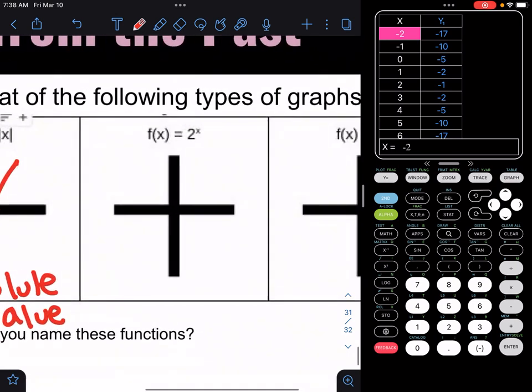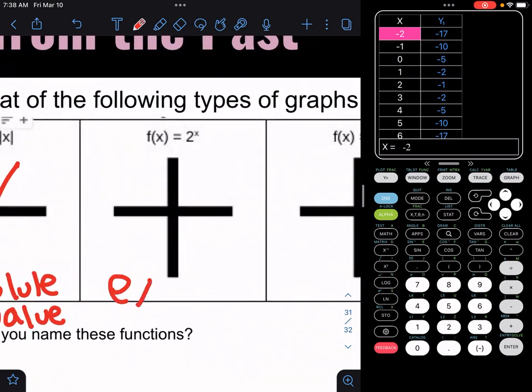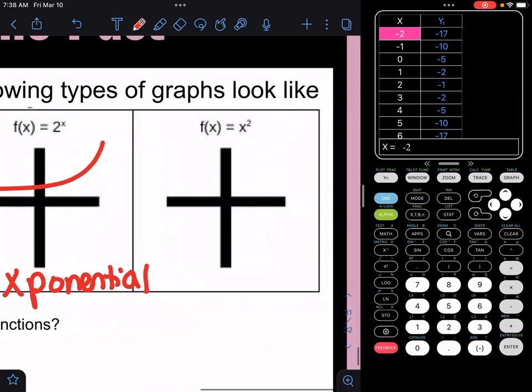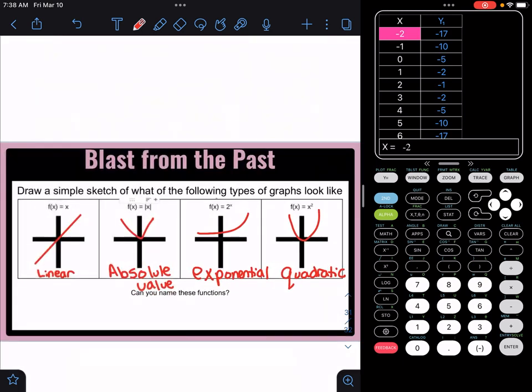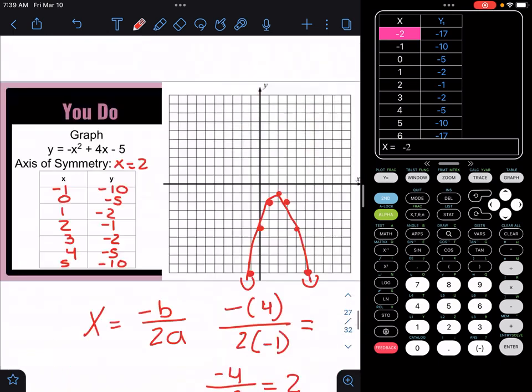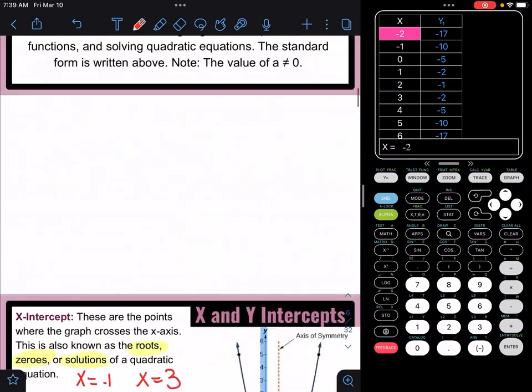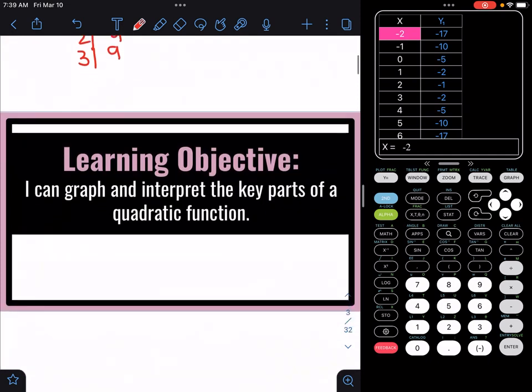Then whenever you have an exponent that's a variable, that's exponential. And an exponential function looks like a little curve. And the last one is this new one that we just learned today. It's a quadratic. It looks like a U. You need to know the names of these and know what the difference between them is. Alright, that sums up our lesson on how to graph quadratic functions and how to interpret them.